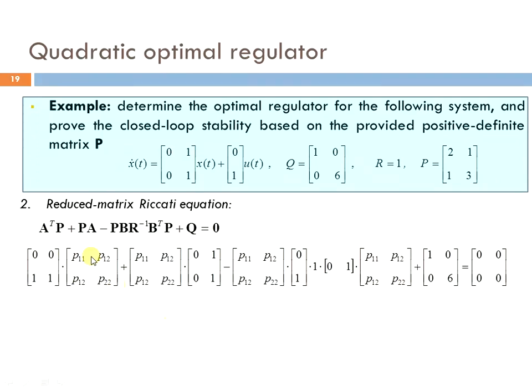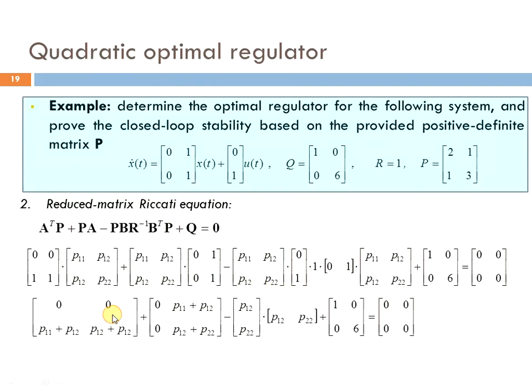P here is expressed in terms of the unknown elements P11, P12, and P22. We just want to be careful here to make sure that we transpose A as the first element. We take the inverse of the weighting matrix R. In this case it's just 1, so R inverse is equal to R, and then we transpose B as well.